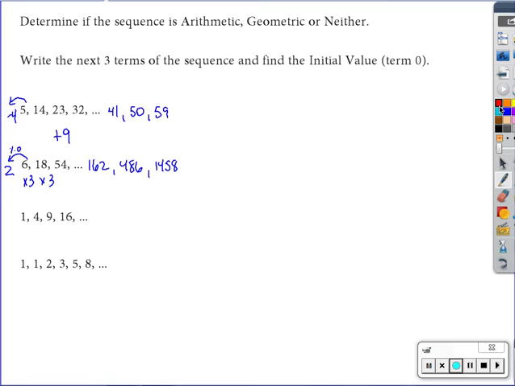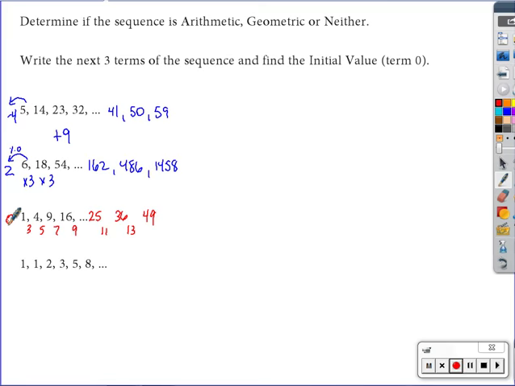This next example here is a little bit trickier. We had this one in the packet in class. 1 to 4 adds 3, 4 to 9 adds 5, 9 to 16 adds 7. So you notice that the numbers I'm adding is actually changing this time. And there's a pattern there. So the next one should add 9, which would give me 25. Add 11 is 36. Okay, and then add 13 is 49. If I went backwards 1, I would subtract 1 from 1 and get 0.